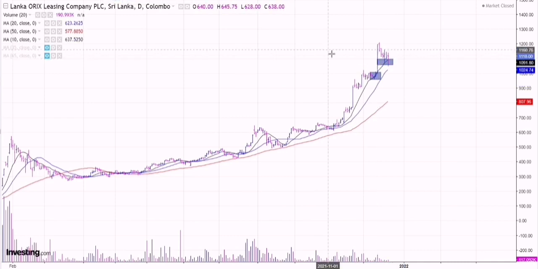I don't usually use a lot of moving averages, but I just used it because these are common things that people use. I haven't used the 200-day moving average because we already know that it's above the 200-day moving average, so I excluded that part.